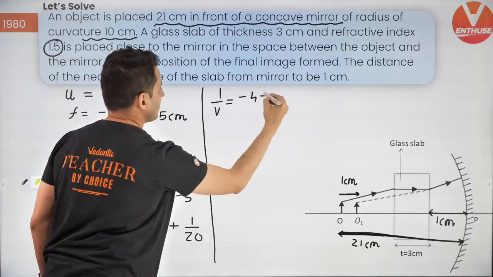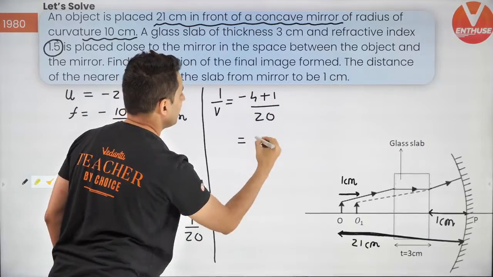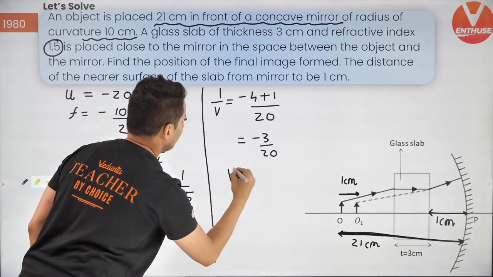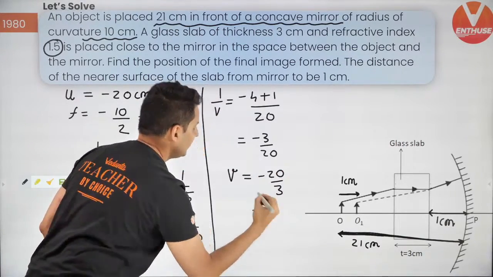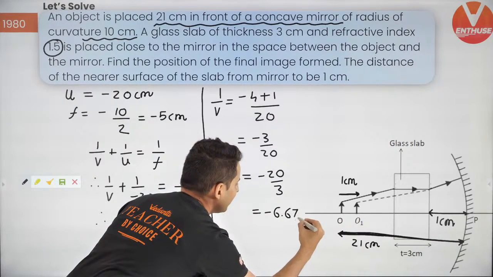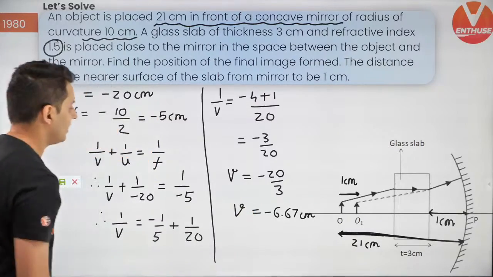Correct? Plus 1 divided by 20. So this will become minus 4 plus 1, which is minus 3 by 20. Therefore, v you will get as minus 20 by 3, which is minus 6.67 centimeters. Okay, so this is the value of image I got.